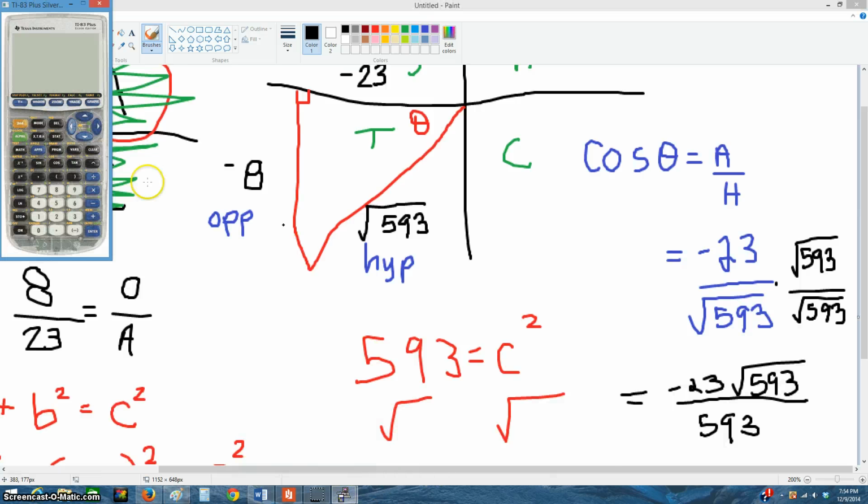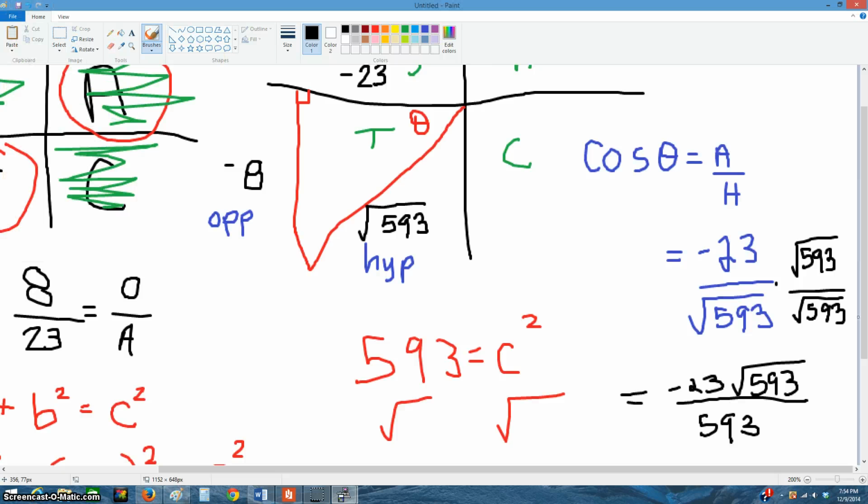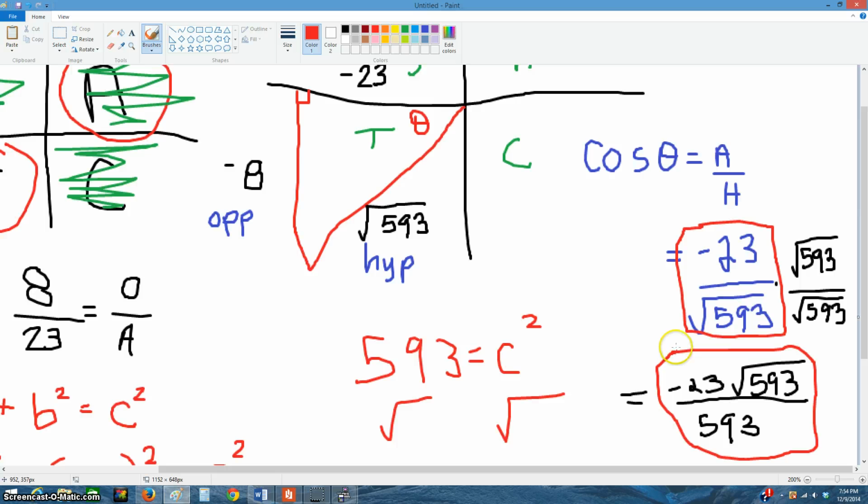Okay, let me check one thing. 23 over 593, just to make sure that it's simplified. Okay, that is correct. All right, so we're good to go. So this right here is your answer, technically. And this one is also the nice version, the equivalent answer to it. Okay, so that's number 5.